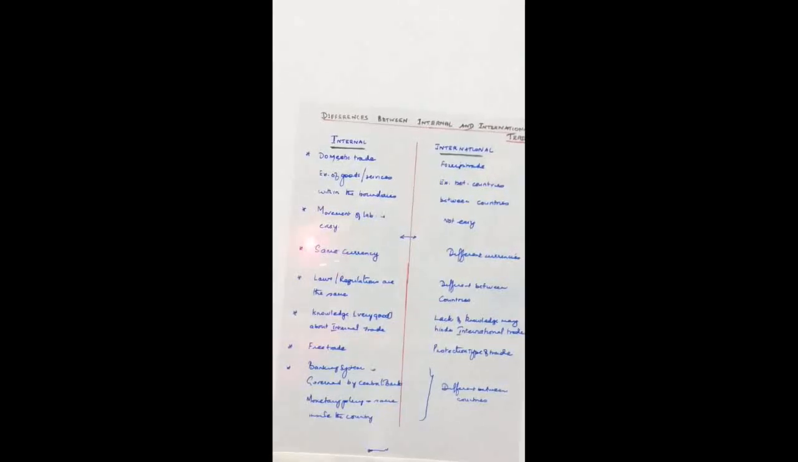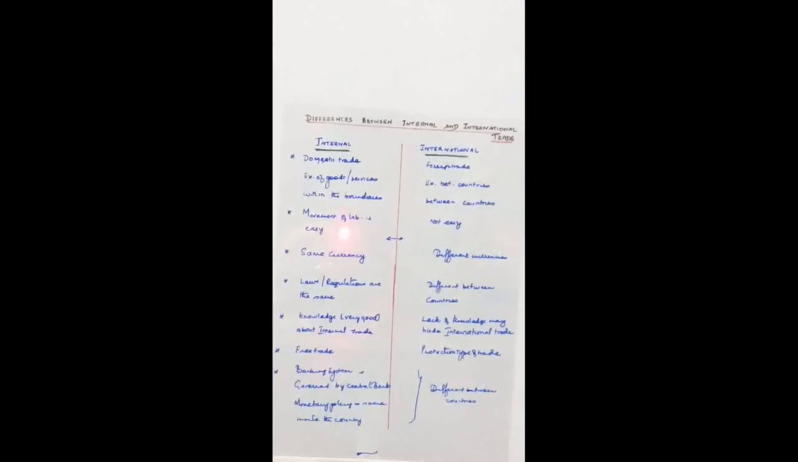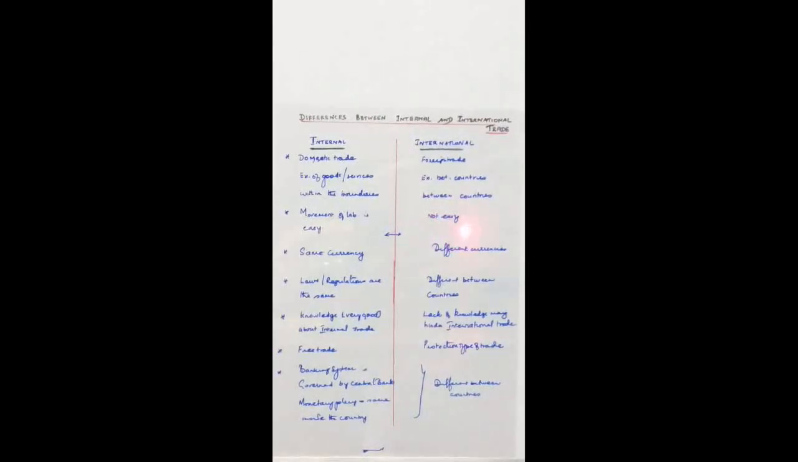Now, in internal trade, the movement of labor is easy. There is no need for visa, passport, no formalities are required. Whereas in international trade, it is not that easy for any factor to move from one country to another. Now, in internal trade, right from north to south, we use the same currency. Within the country, the currency is the same. Whereas in international trade, we trade with different countries, and different countries use different currencies.